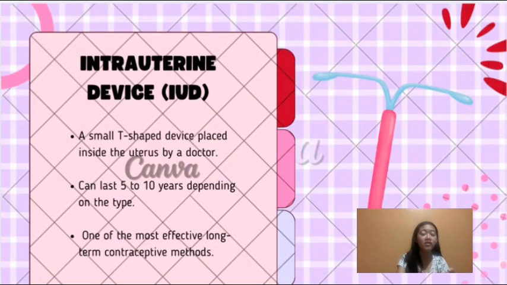So next we have the IUD. This device is a small T-shape nga ibutang sa uterus sa babae. So it can stay for years. Very effective ug convenient kaayo siya, especially kung gusto gyud nimo og long-term protection.